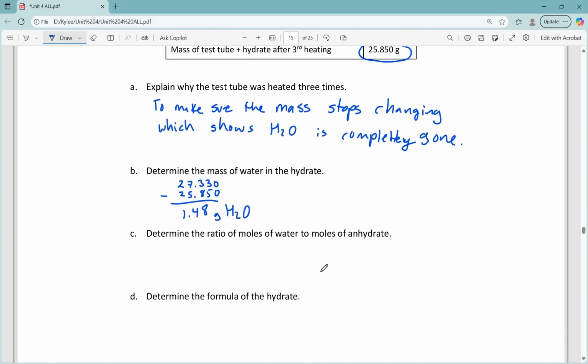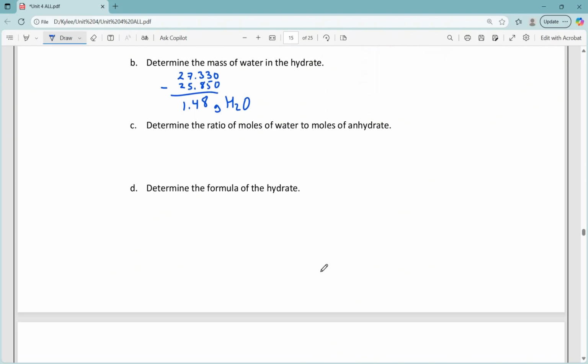Now, in the next step, they want us to determine the number of moles of water to the moles of the anhydrate. So first thing I'm going to do is take my 1.48 grams of water and convert that to moles. The molar mass of water is around 18.01, and I put 1 mole on top. So I go to my calculator and I convert that, and I get 0.0821 moles of water.